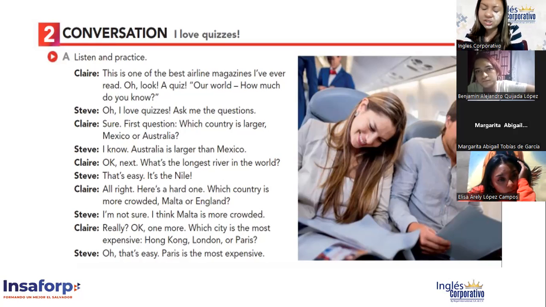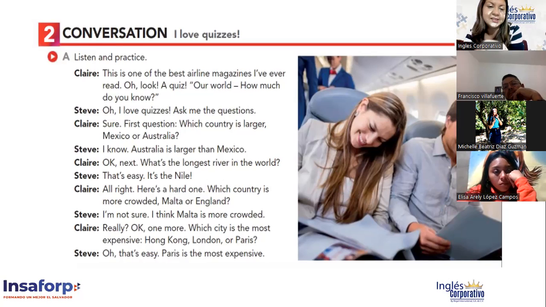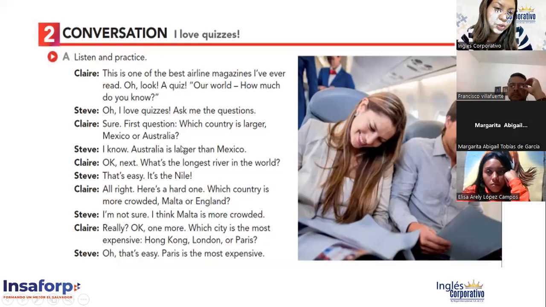Okay, third question. Which country is more crowded, Malta or England? Exactly. So we are comparing two countries, Malta and England. And finally, which city is the most expensive, Hong Kong, London, or Paris? How many cities are we comparing? Three cities. Very nice. So in this conversation, we had comparatives and superlatives. Comparatives, when we compare two things, like Australia and Mexico, larger. But superlative, the longest river.